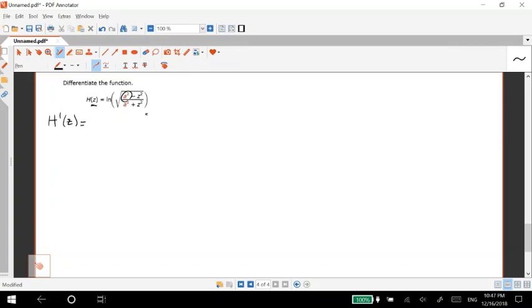So let's start. Chain rule step one, let's start with the derivative of the outside. So the derivative of natural log is 1 over the inside. So 1 over a squared minus z squared over a squared plus z squared. Okay, there's your first chunk times derivative of the inside.